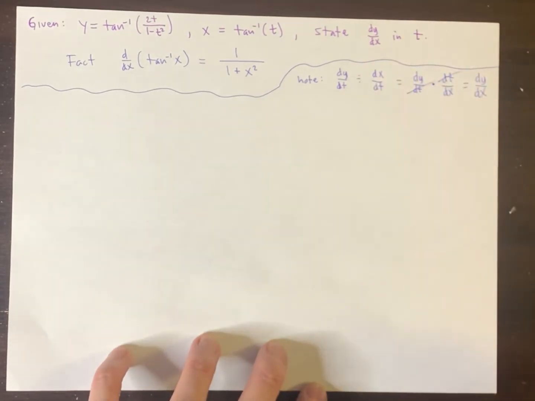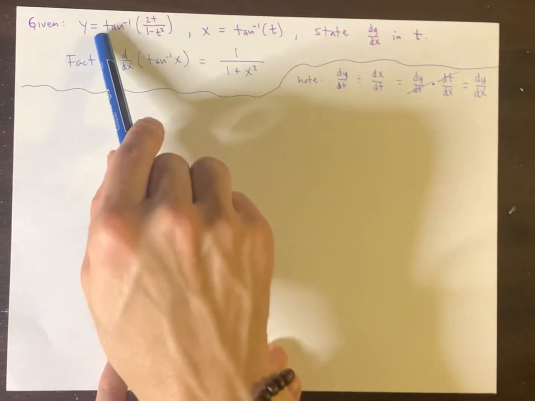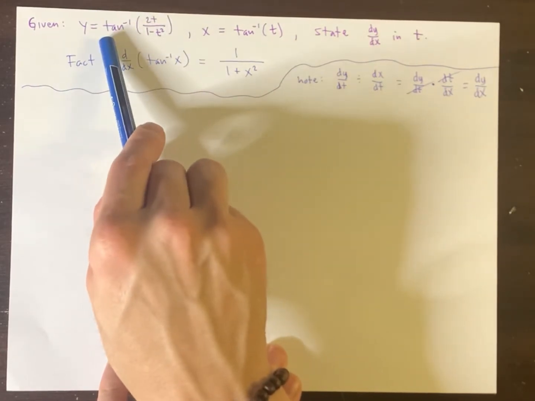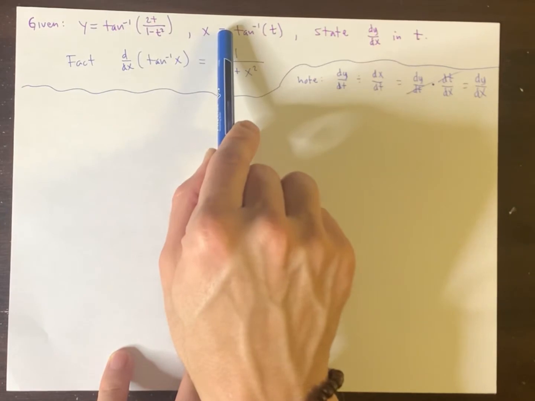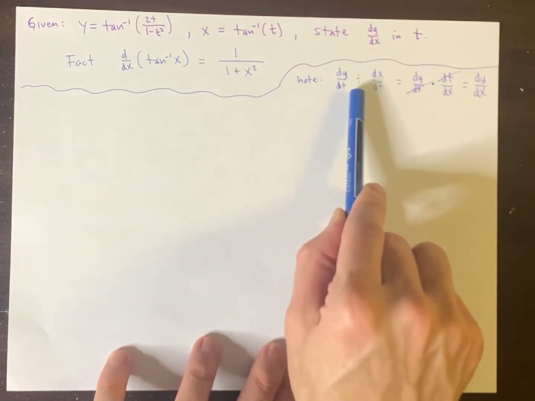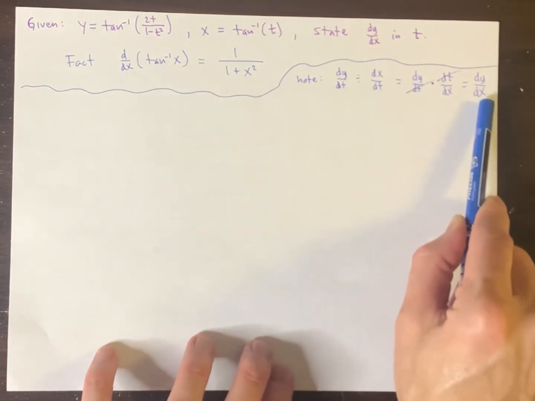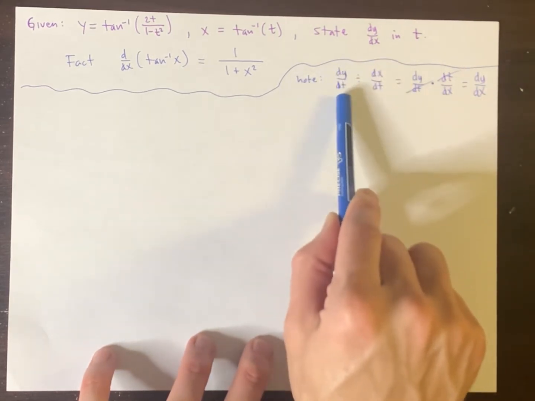So our strategy is going to be to obtain dy/dt, obtain dx/dt, find their derivatives, and then divide them, because that will give us the desired result. So let's begin by finding dy/dt.